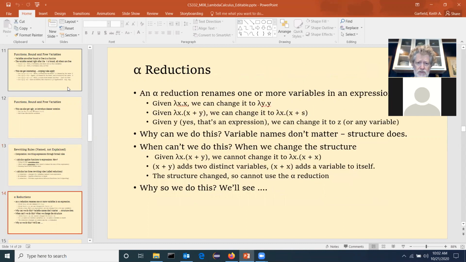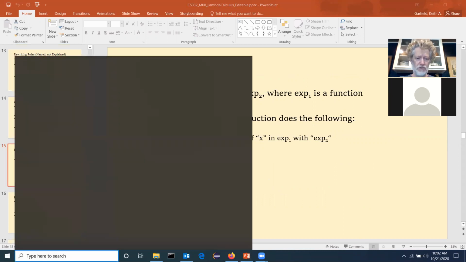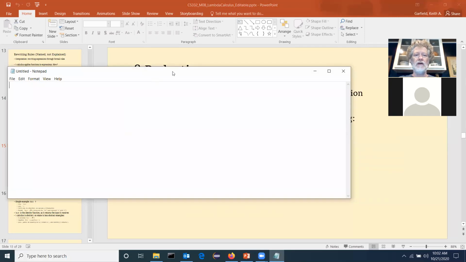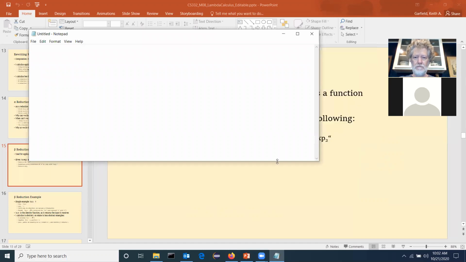And I'm just going to do some examples right off the bat here. So the beta reduction rule is: remove the lambda x dot, substitute every occurrence of x in expression 1 with expression 2, remove expression 2. So if I use good old Notepad, I'm just going to use capital L for lambda since Notepad isn't clever enough to do lambda.